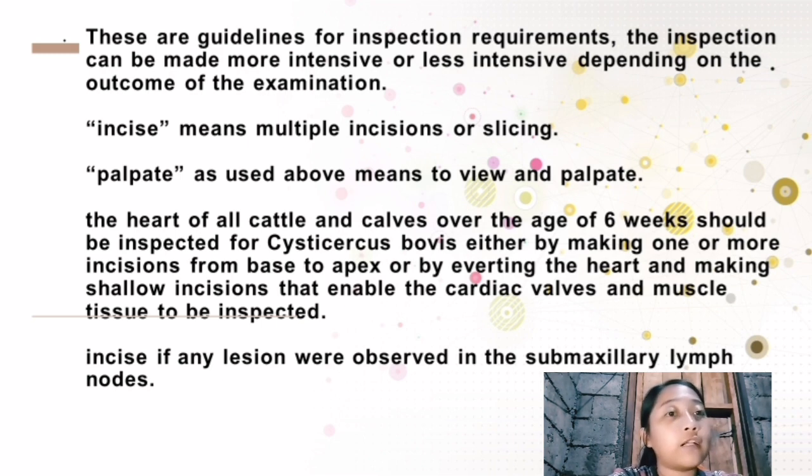The heart of all cattle and calves over the age of 6 weeks should be inspected for cysticercus bovis, also known as the tapeworm, either by making one or more incisions from base to apex, or by everting the heart and making shallow incisions that enable the cardiac valves and muscle tissue to be inspected. Incise if any lesions were observed in the submaxillary lymph node. So, ang submaxillary lymph node is kaning panga sa baboy or sa other nga mga livestock.